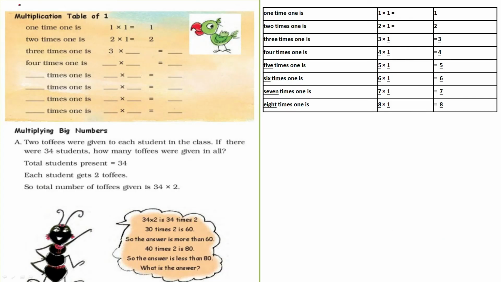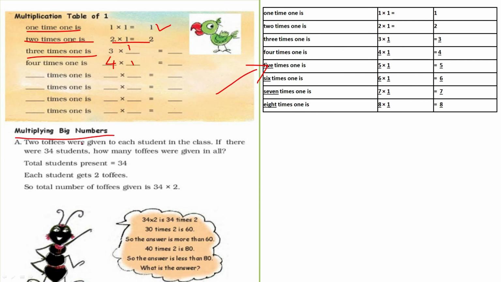Multiplication table of 1, it is very easy. 1 times 1 is 1, 2 times 1, 2 ones are 2, 3 times 1, 4 times 1. The answer you can find on the right side. One table, very easy. Next, multiplying big numbers.